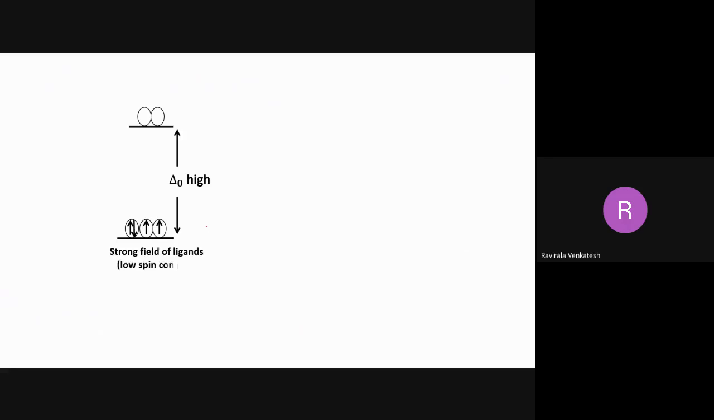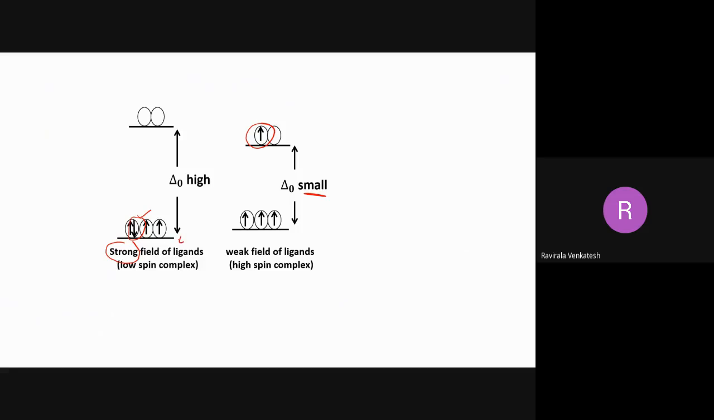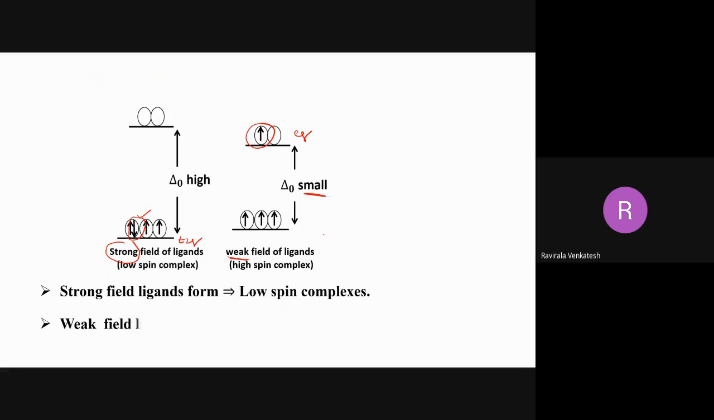Okay. This is a D4 configuration. So splitting energy is high, and the fourth electron is entering here. And when splitting is small, the fourth electron is entering here. Okay. So that means this is in the presence of strong ligand. With strong ligands, if you observe, the fourth electron is getting paired in the T2G orbital. You take weak ligand, what happened? The fourth electron is entering the EG orbital because the splitting energy is less in this case. Strong field ligands form low spin complexes.